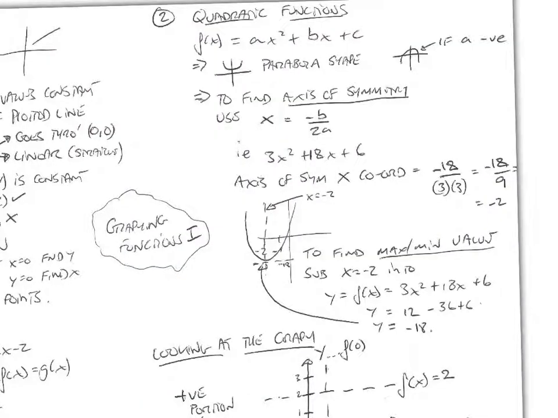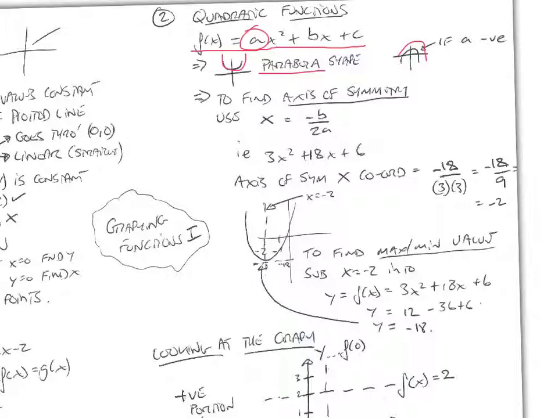And what kind of functions are we graphing? The second type is the quadratic function. It's in the form f of x equals ax squared plus bx plus c. Quadratic functions always generate parabolas. If a is positive, it's U-shaped. If a is negative, it's N-shaped.